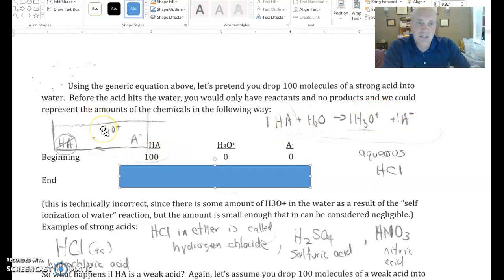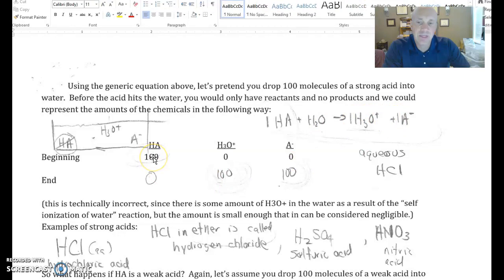But once you add it to the water, what's going to happen? Well, what it means to completely dissociate is every single one of these HAs is going to react with water to generate these. So if you had 100 of these in the beginning, after it's in the water, you have none of those. Essentially the only thing that you're going to have in the water are these things right here. Since all of these break apart, which means this reaction goes 100% of the way, all you're going to have is H3O plus and A minus. You're really not going to have any substantial amount of HA in there.